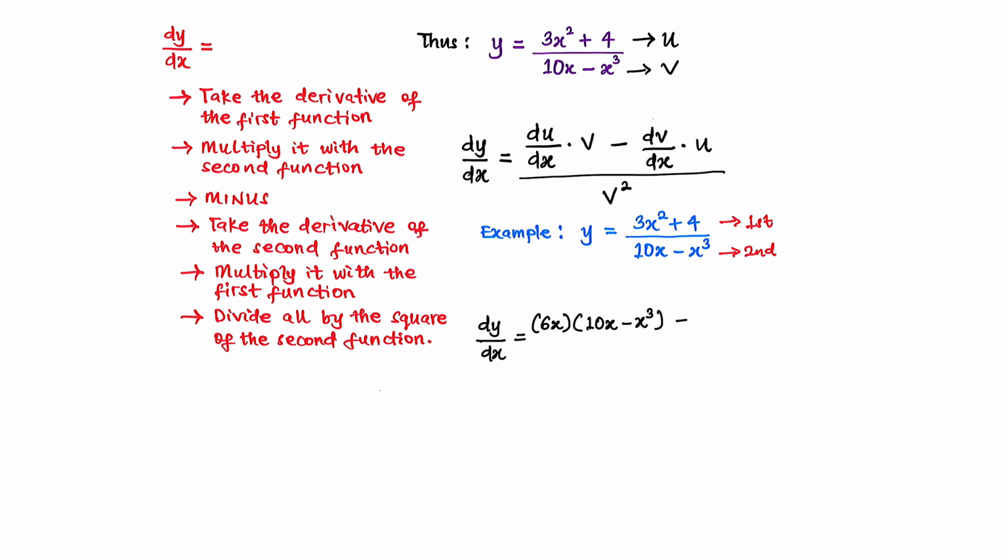minus, next we take the derivative of the second function, which is 10x minus x cubed. Derivative of 10x minus x cubed will give us 10 minus 3x squared, and then we multiply it with the first function. So we have times 3x squared plus 4. And lastly, all divided by the second function square, or the square of the second function. So we have 10x minus x cubed all squared. And that's the way we apply the quotient rule.